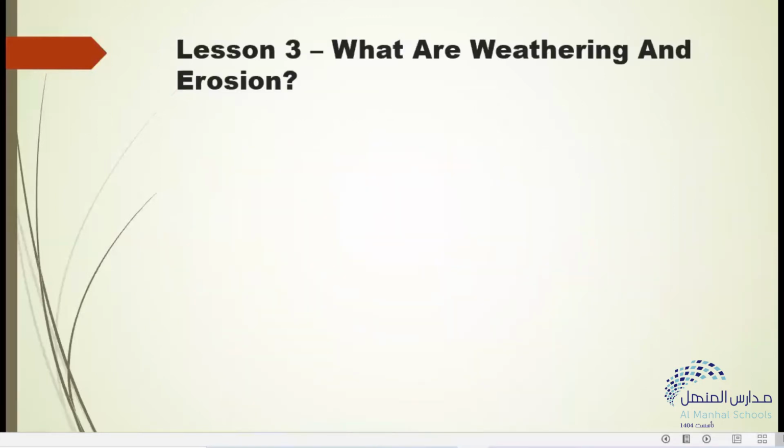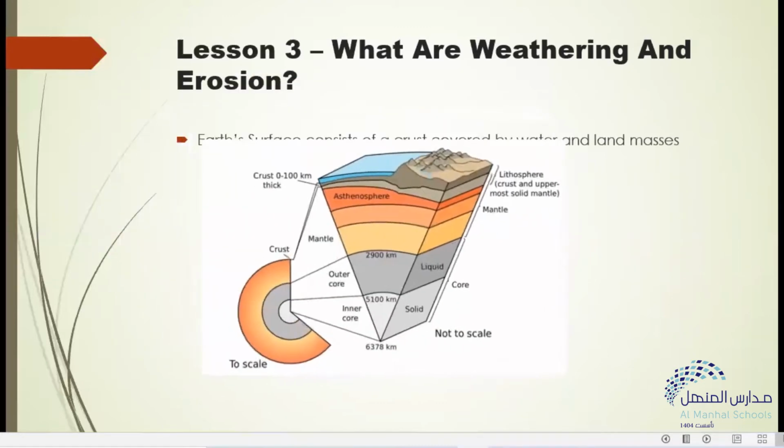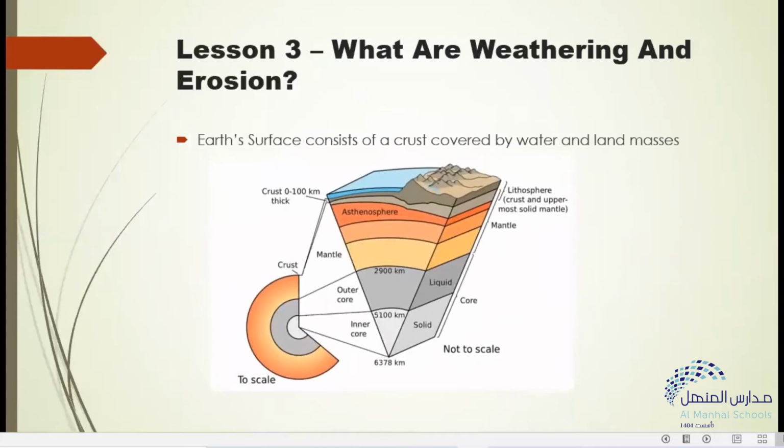In lesson 3, we looked at what weathering and erosion are. Earth's surface consists of a crust covered by water and land masses. So in this pigmentation, we can see that the crust is a very thin, rocky layer that is either covered by land or by water.